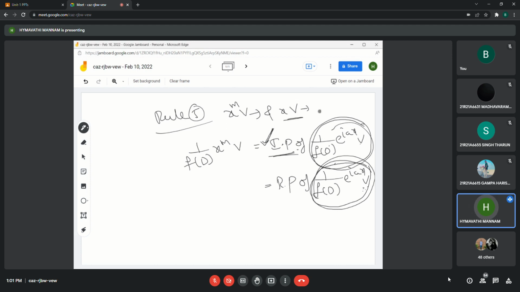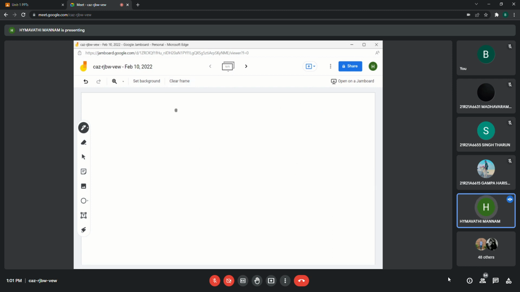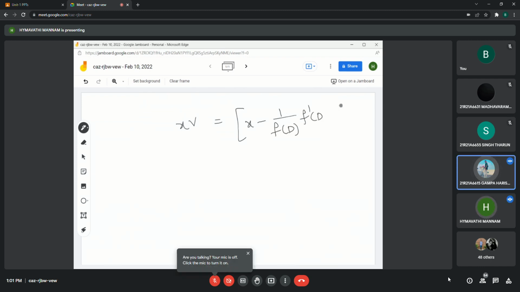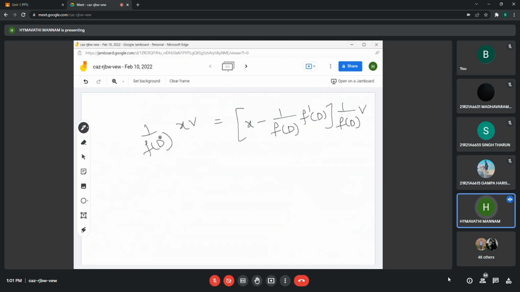And next it is x into v. If 1 by f of d is applied on x into v, what is the formula here? x minus 1 by f of d into f dash of d, into 1 by f of d into v. This is the formula to find the particular integral when q of x is equal to x into v. So these are the different cases to find the particular solution. And next, finally, is the variation of parameters. That variation of parameters I'll discuss in tomorrow's class.